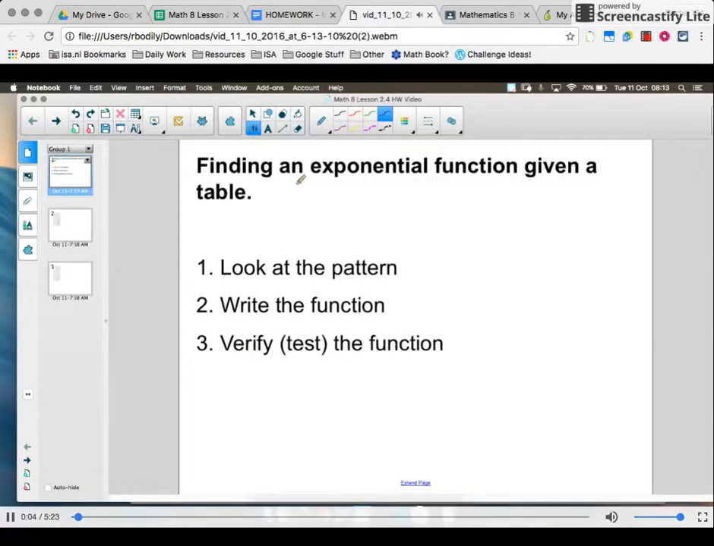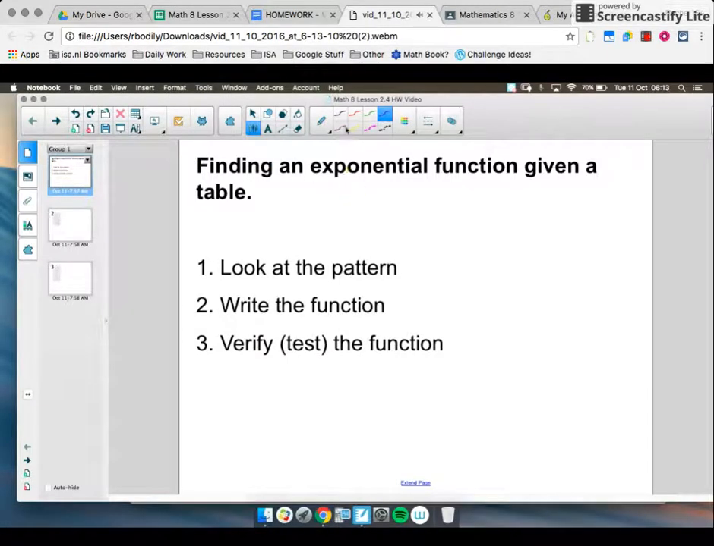Hey students, so we're going to quickly solve these two problems that were for homework. We're going to find exponential functions given a table. Now, exponential functions usually come in the form of something times something else that's raised to the power of x. This is called the parent function of exponential equations.